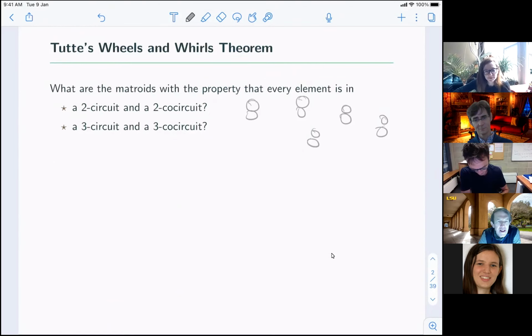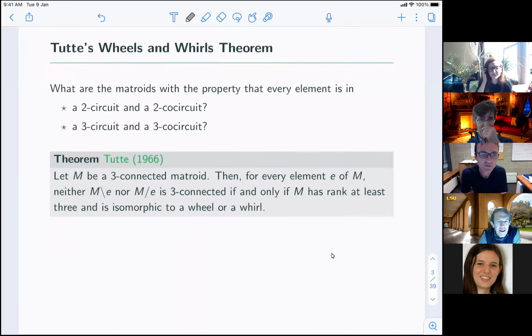Well, we have Tutte's wheels and whirls theorem for that one. The original theorem stated that if M is a 3-connected matroid, then for every element e of M, neither the deletion nor the contraction is 3-connected if and only if M has rank at least 3 and is isomorphic to a wheel or a whirl.